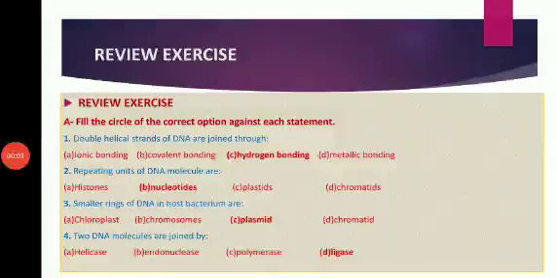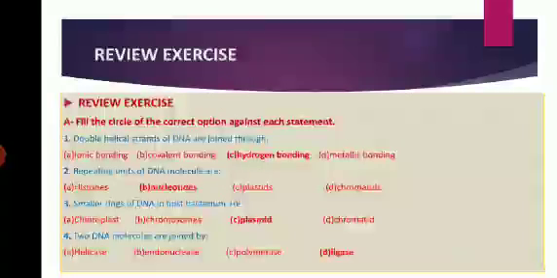Okay students, now we will discuss the review exercise of chapter number 3, biotechnology, on page number 42. The start of this exercise is again with the MCQs. The first MCQ is: double helical strands of DNA are joined through ionic bonding, covalent bonding, hydrogen bonding or metallic bonding? The right answer is option number 3, that is hydrogen bonding.